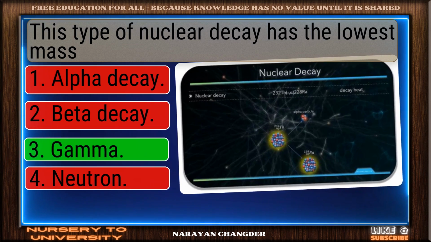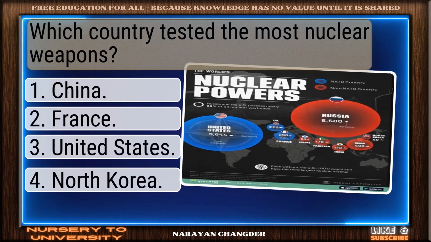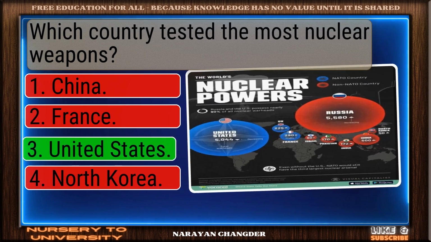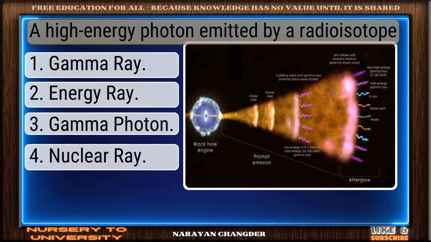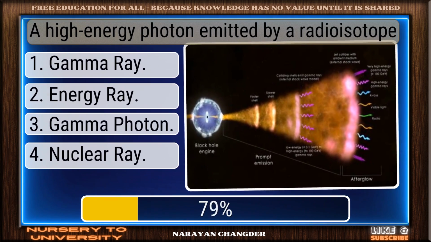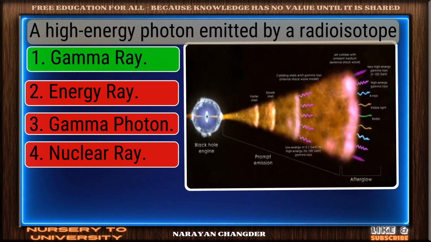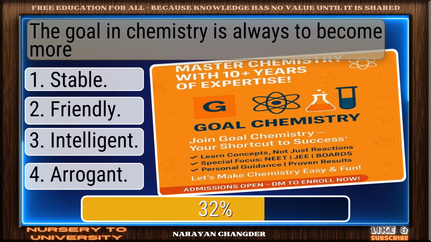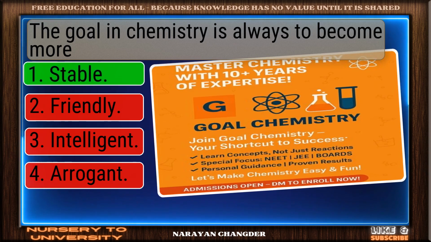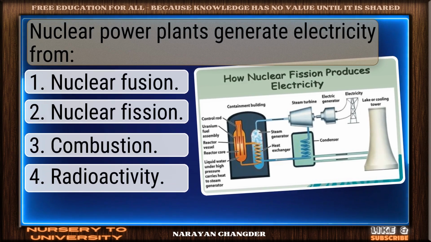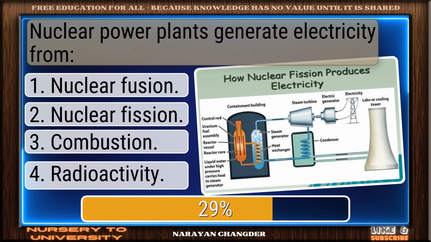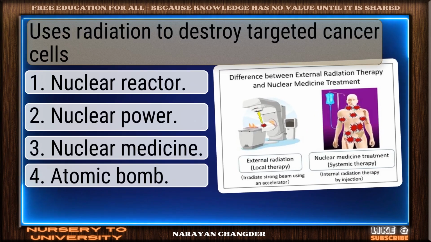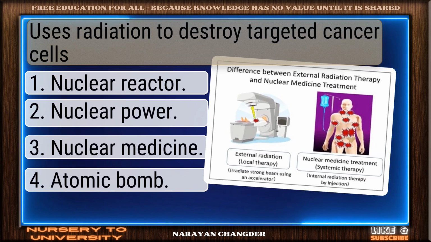Which country tested the most nuclear weapons? United States. A high-energy photon emitted by a radioisotope. Gamma ray. The goal in chemistry is always to become more... Stable. Nuclear power plants generate electricity from... Nuclear fission. Uses radiation to destroy targeted cancer cells.